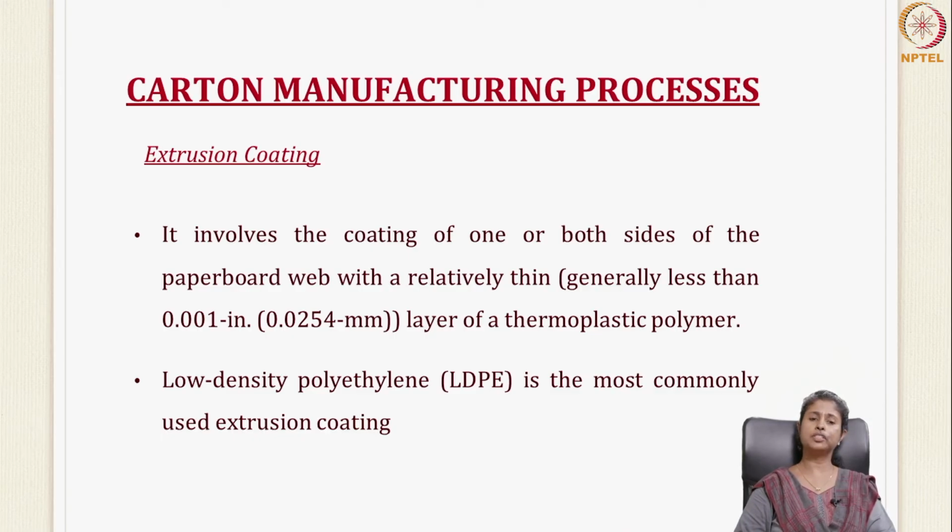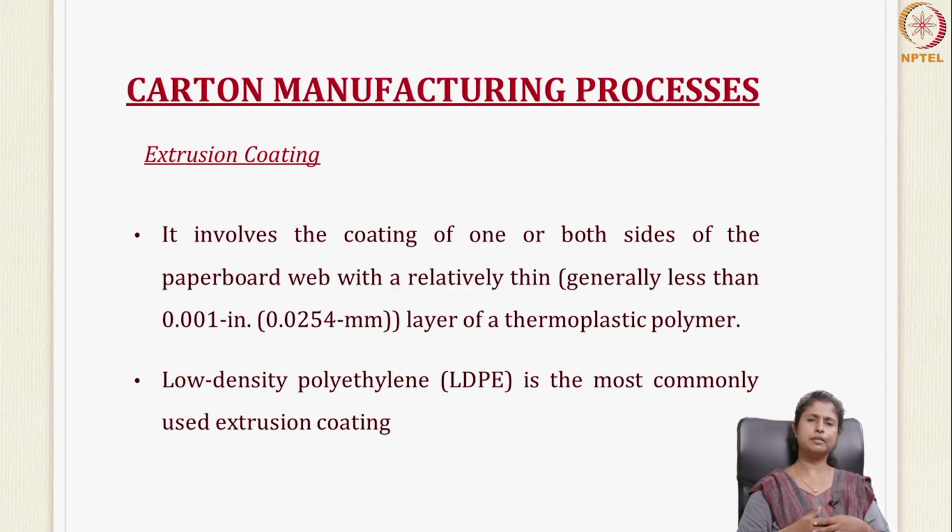This involves coating one or both sides of the paperboard with a thin, usually 0.001 inches layer of a thermoplastic polymer. Why do you need a thermoplastic polymer layer? This lamination is to give it extra barrier properties. The paperboard itself can only give you the structure, but if you laminate it with a thermoplastic polymer, it adds barrier benefits or other properties that the thermoplastic can offer.